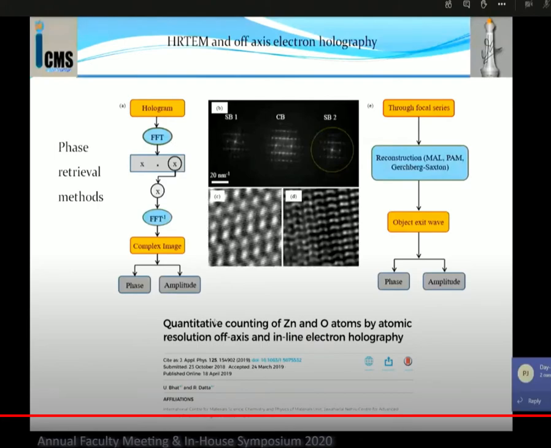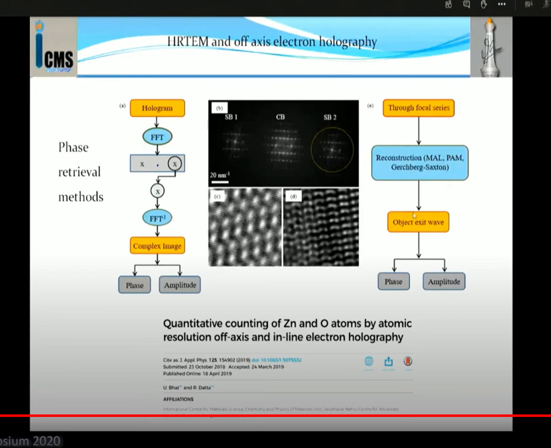Here is a schematic flow of the data analysis. I already said, for the off-axis, you do the FFT, take one sideband, do inverse FFT, get the complex image, and get the phase and amplitude out. And for HRTEM, you collect a through focal series, and you follow a certain iterative algorithm. If the sample is thick, then you get the object exit wave and get the phase and amplitude.